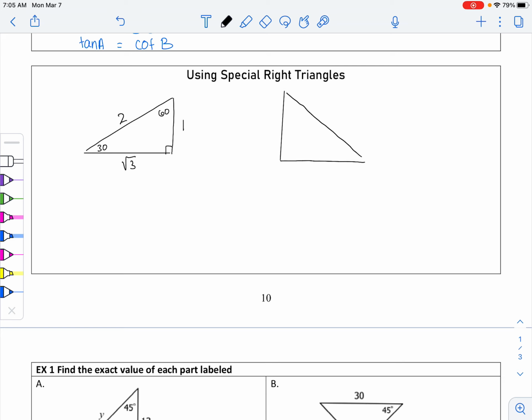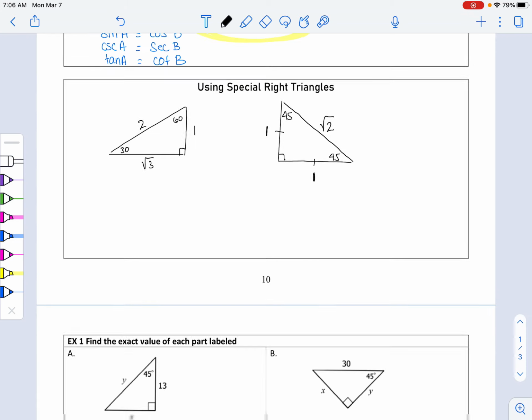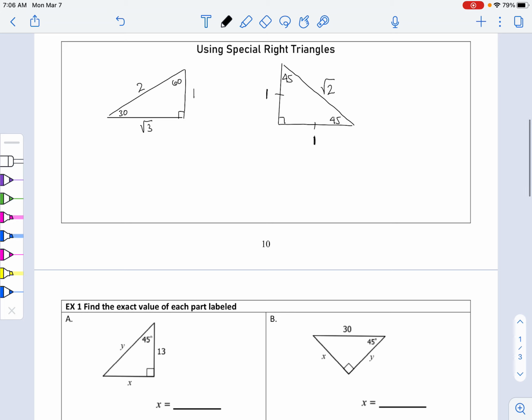And then we've got our 45, 45, 90. If my angles are the same, we know that this is an isosceles triangle, so please keep that in mind. That's why both of these sides are 1s. They're exactly the same thing. And you've got your hypotenuse of square root 2. Please get this memorized. This is absolutely critical that you have this memorized.